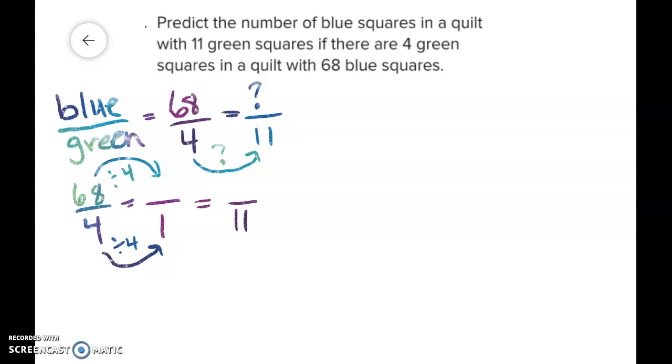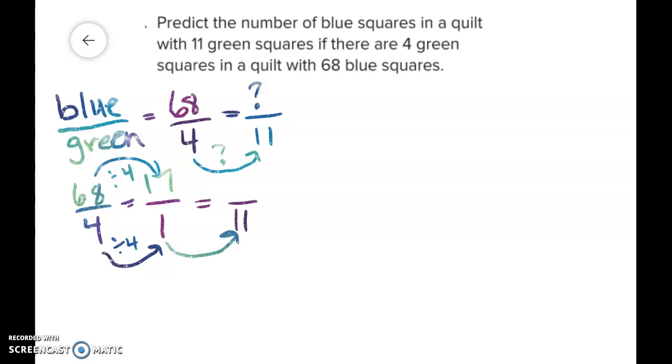You might be able to do 68 divided by 4 mentally. I'm going to use a calculator just to double check. So 68 divided by 4 is 17. So what that means is that there are 17 blue squares for every green square.